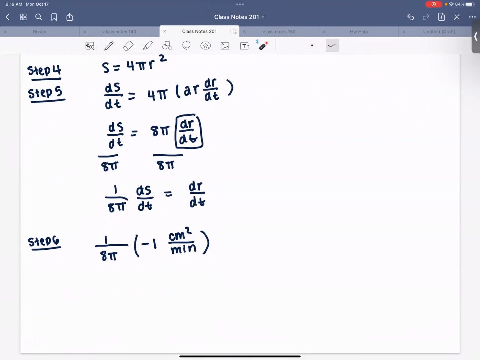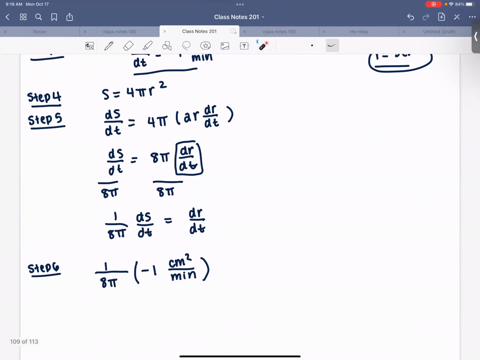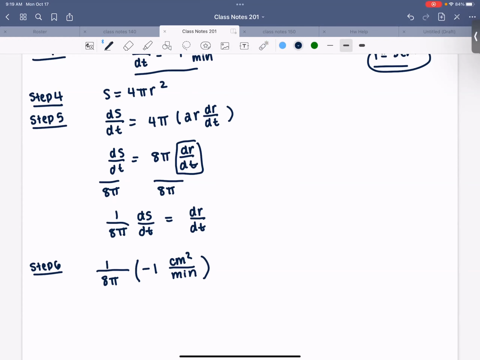For the step where it's ds/dt equals 4 pi times 2r dr/dt, why did you leave the r? Oh, okay, darn it. Thank you so much, Liam. Okay, Michael, I forgot an r, didn't I? There should be an r next to the 8 pi. There should be an r next to the 8 pi here. And then there should be an r next to the 8 pi there and an r next to there.